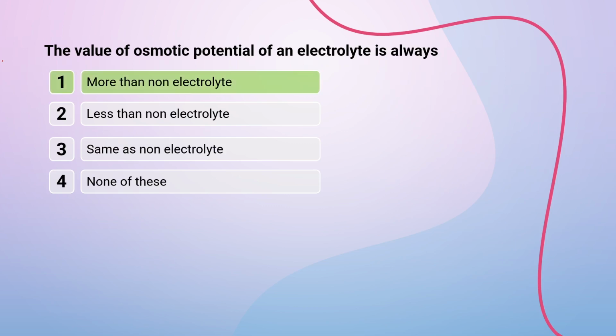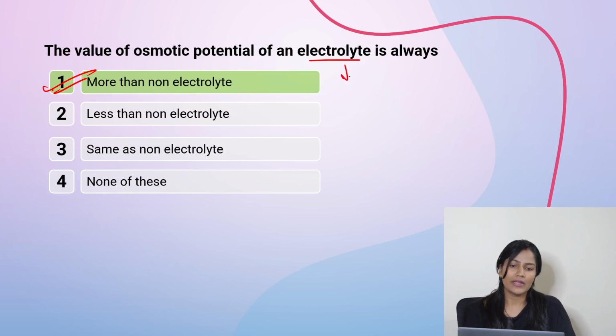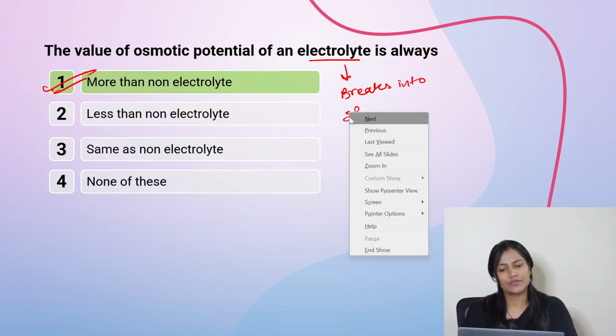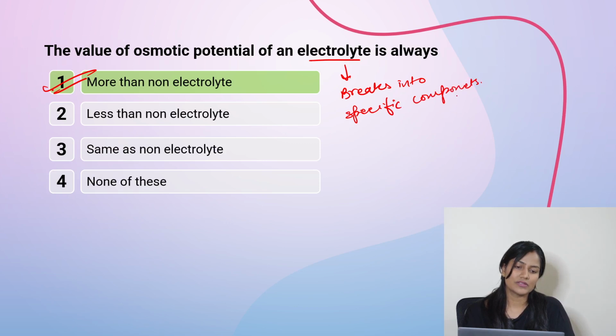Yes, kids. So the answer is more than electrolyte. Why? So osmotic potential of an electrolyte is always more than a non-electrolyte. Electrolyte basically breaks into specific components or solutes.